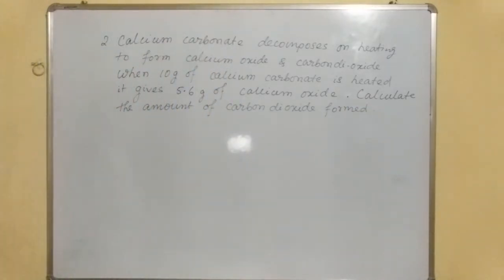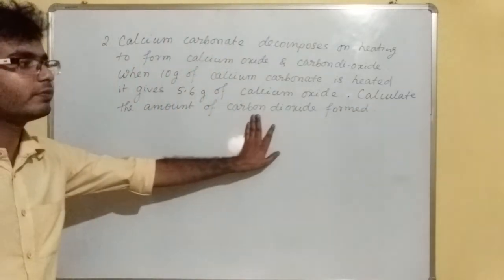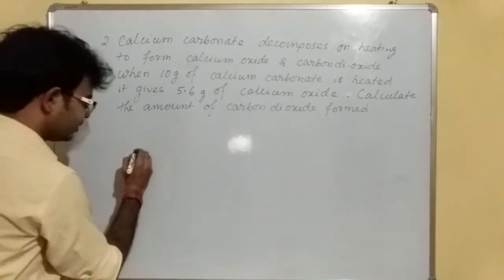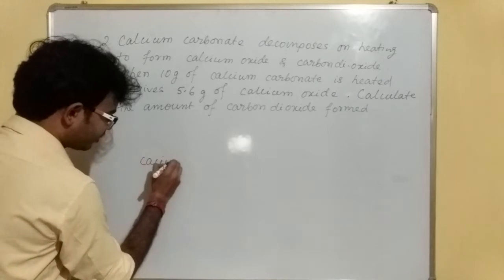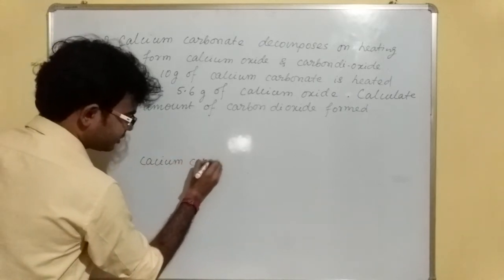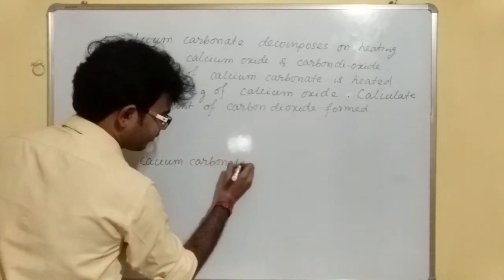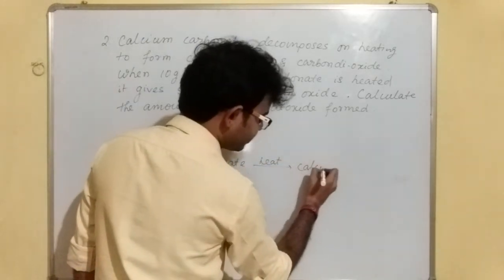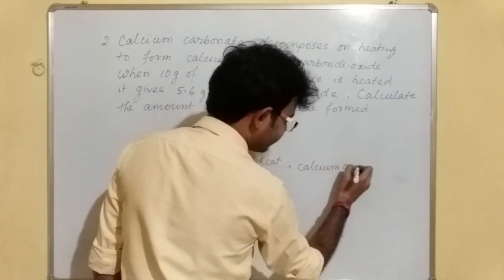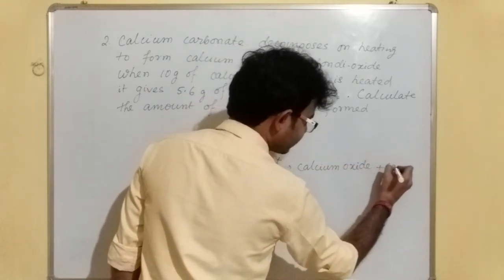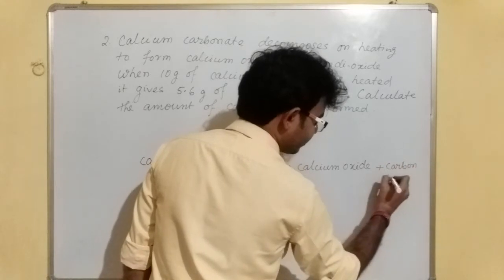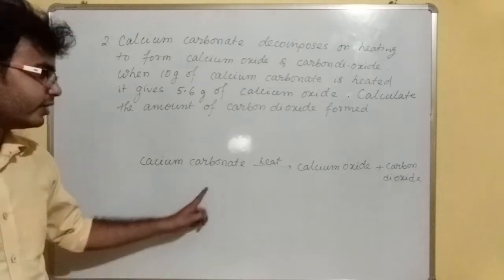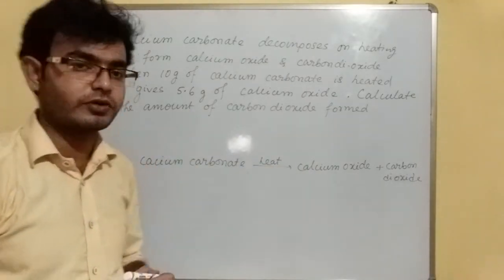Okay. Calculate the amount of carbon dioxide formed in this reaction. We have to calculate it. Let us solve it. It is given that calcium carbonate, when it is heated, forms calcium oxide plus carbon dioxide, right? So calcium carbonate, when it is heated, will form calcium oxide and carbon dioxide.